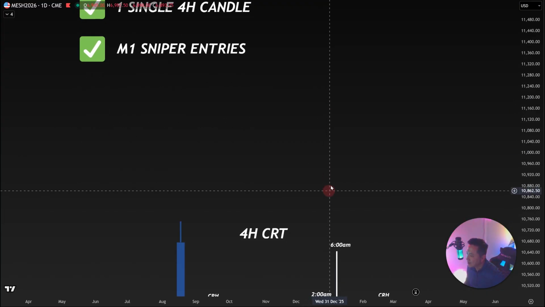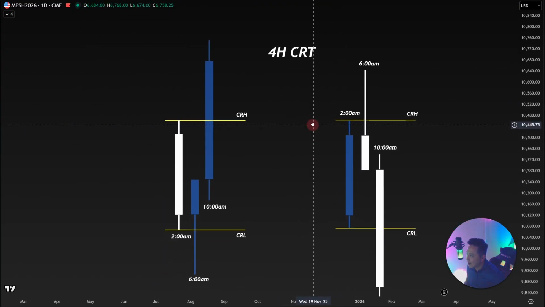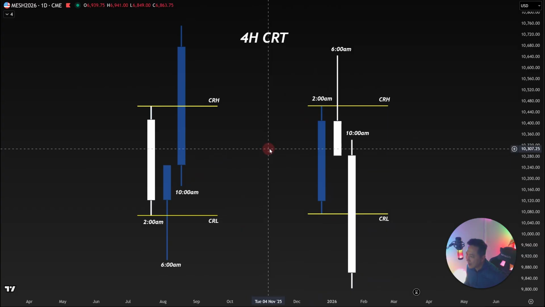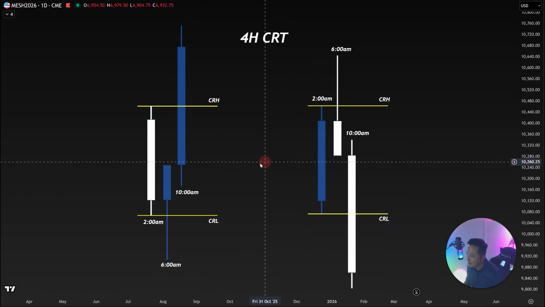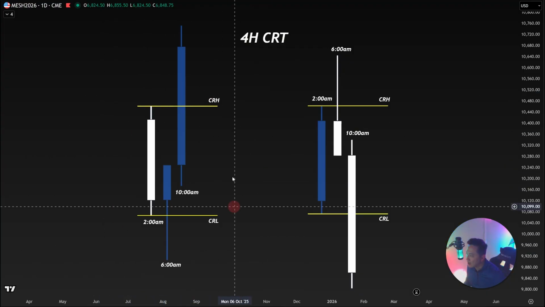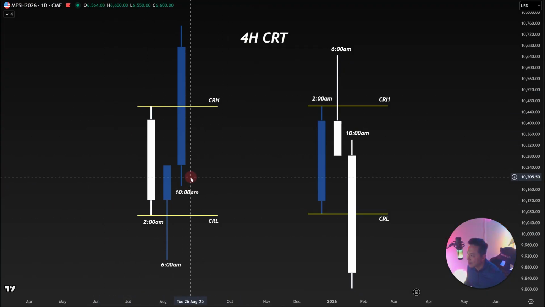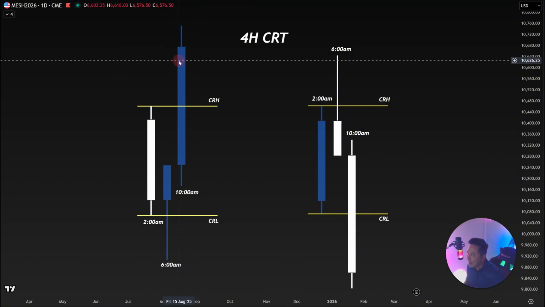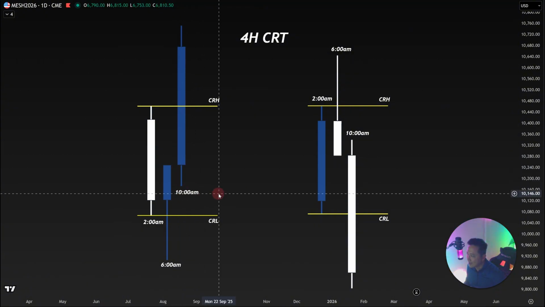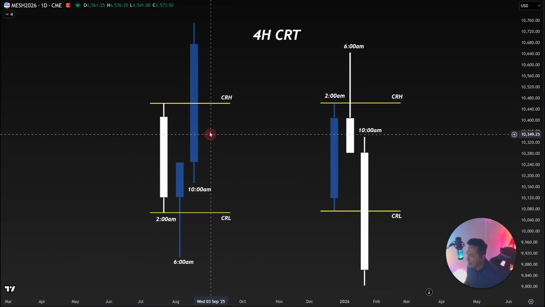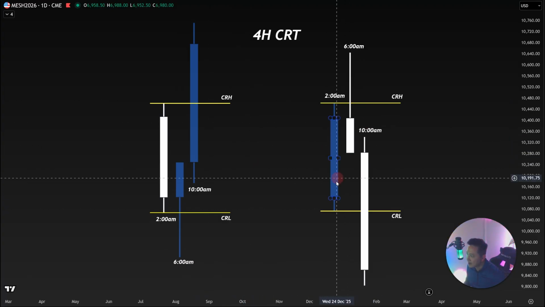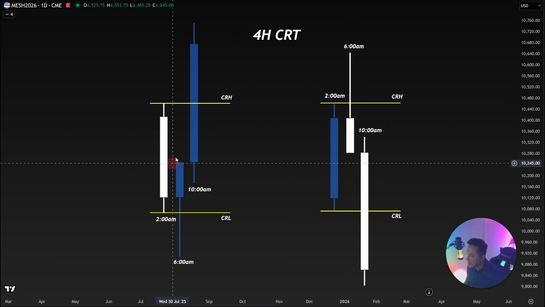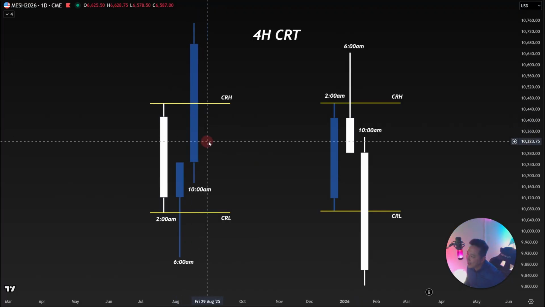So first thing, we're going to introduce a 4-hour CRT. This is going to be the exact same thing as the daily candles, but now we're looking for a specific 4-hour candle to trade the expansion at a specific time of day. This is a bullish example, and this is our bearish example. You can see each of these candles represents a 4-hour candle.